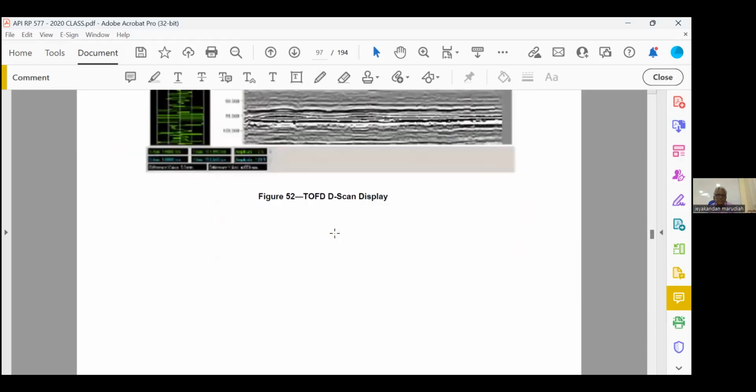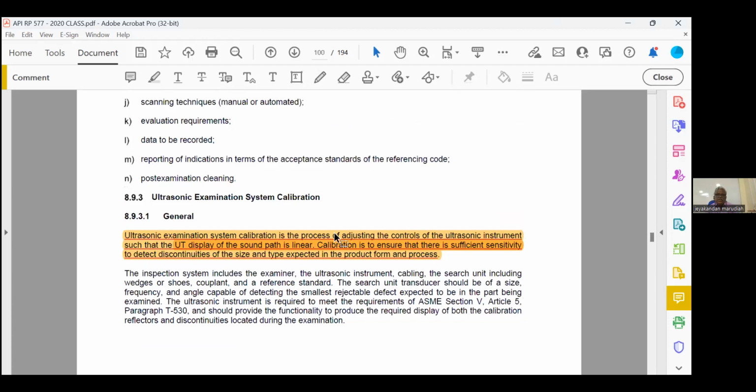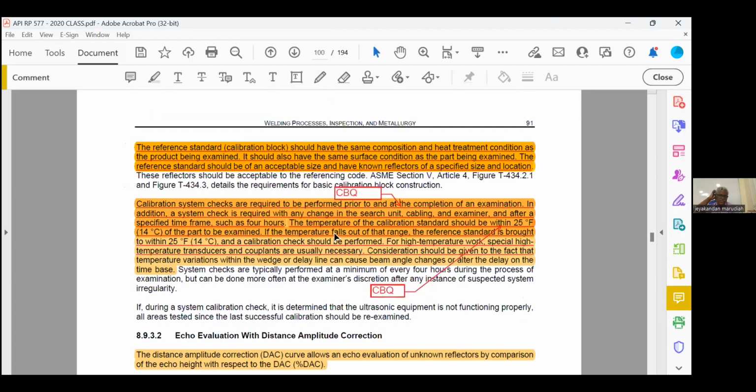Then after that, please go to page number 91. See, when you are calibrating the equipment, not a step edge, you know, calibration blocks, reference blocks, they should be the same material, approximately the same thickness, and the same heat treatment conditions. If they are post-PWHT, it means you have to use a PWHT block. Another one is when you have to calibrate the UT equipment, it is not thickness gauging, it is equipment. Before the start of the exam and at the end of the exam.